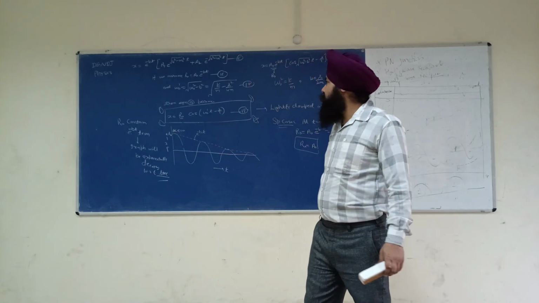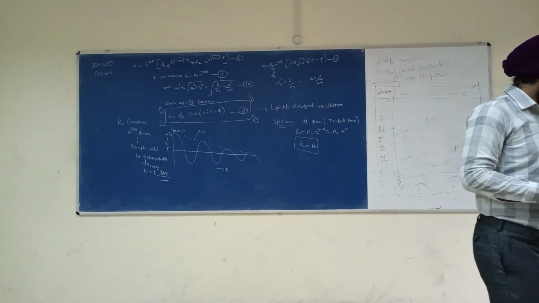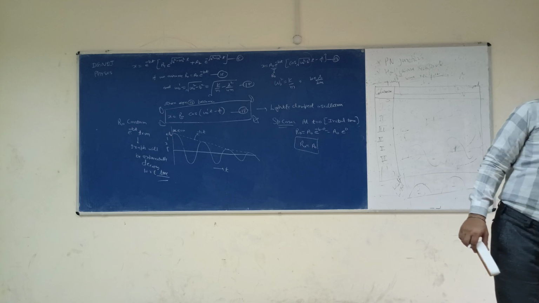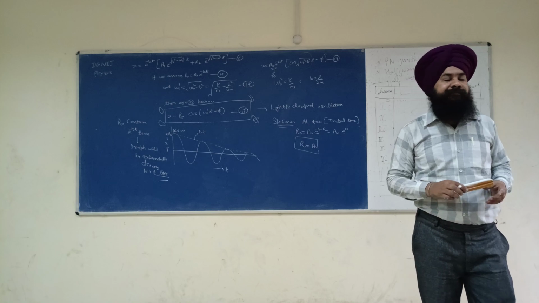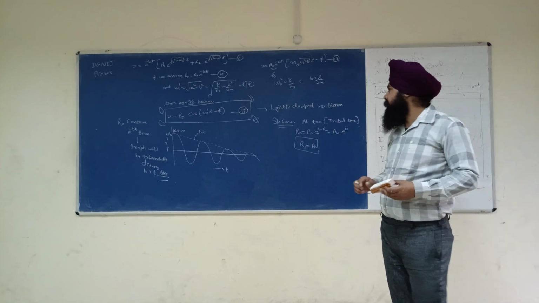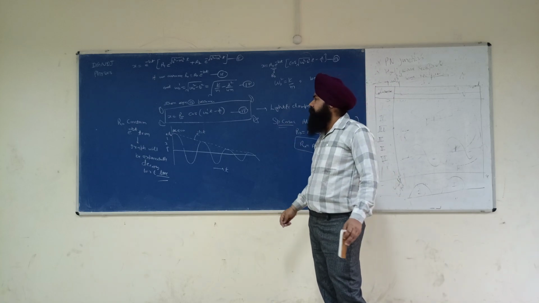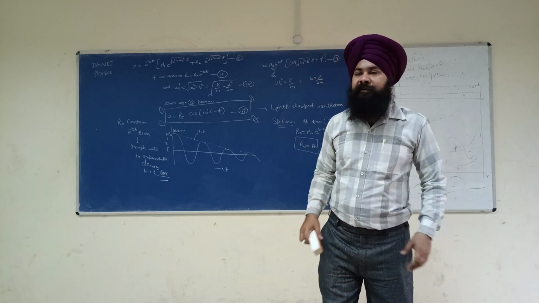So let us write two or three lines and compile this. Equation 18 represents oscillations of a lightly damped oscillator.